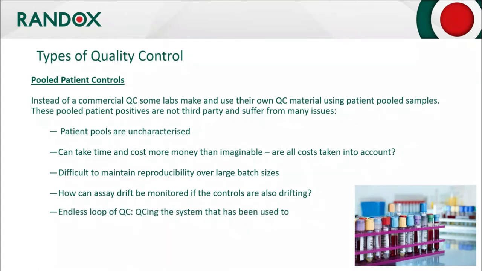And we get this endless loop of QC. So we are QCing the system with the QC, which has been QC'd by the system. So we don't actually have a fixed point of reference. We are constantly chasing if we use pooled patient controls.